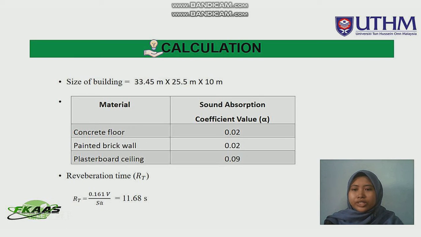For the reverberation time, this is the formula used, and we get a reverberation time of 11.68 seconds. This means that it takes 11.68 seconds for the sound in the hall to fade with time. In a more reflective room, it will take longer for the sound to disappear, as it will reverberate around the hall. So, we need to place an absorber to enhance the acoustical performance in the hall.